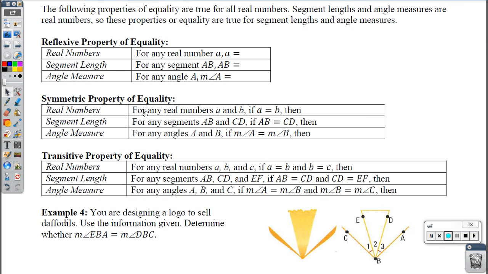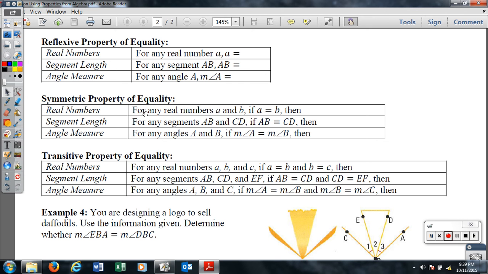We're going to look at some more properties. These properties are true for all real numbers, and also for lengths and measures. So the first property that we're going to look at is called the reflexive property.